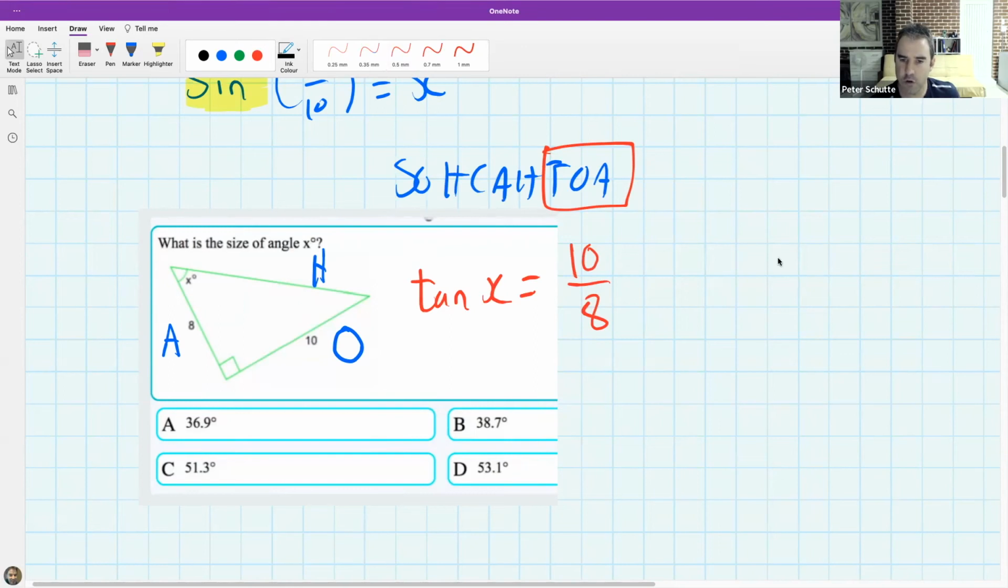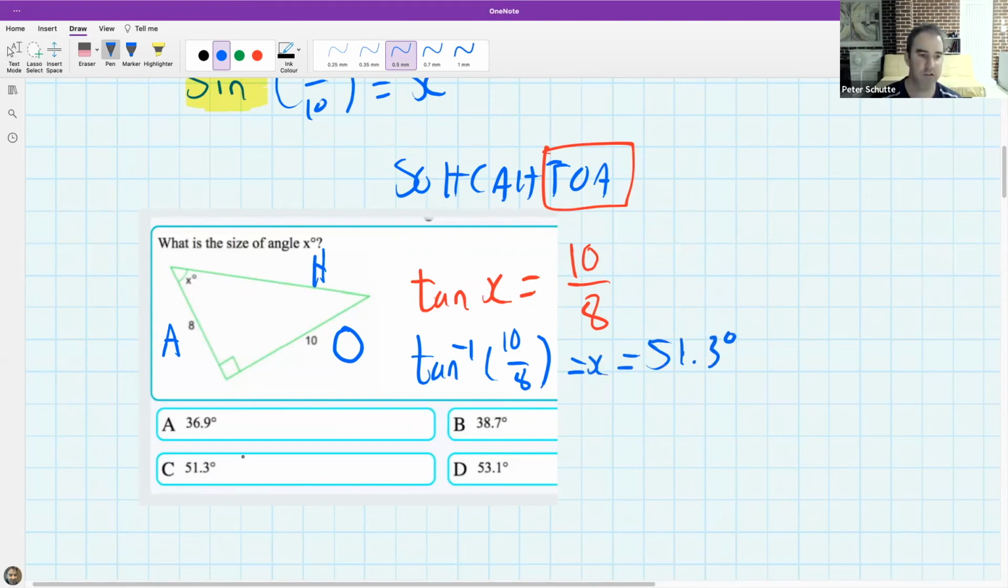So Lati, have you got the answer for that one? You said B. Who agrees with that? So let's have a look. So we have tan of x is 10 over 8. But now in order to get x, which is this angle, I have to use the inverse. So I get tan minus 1 of 10 over 8. So shift tan 10 divided by 8. And I'm going to get 51.3 degrees for x. And so my final answer would be C.